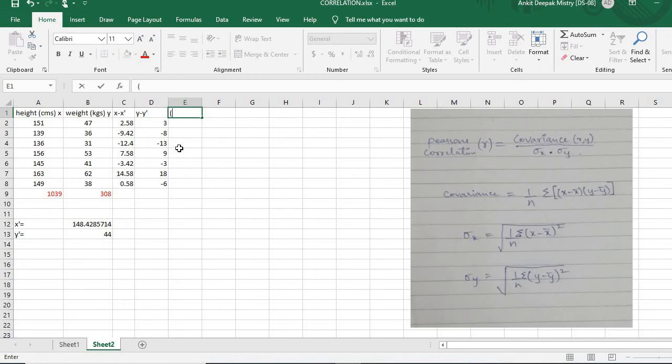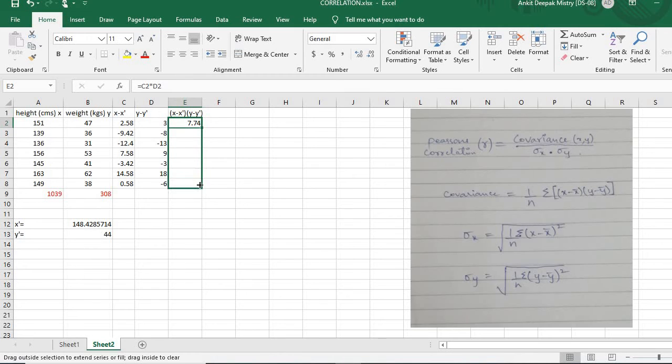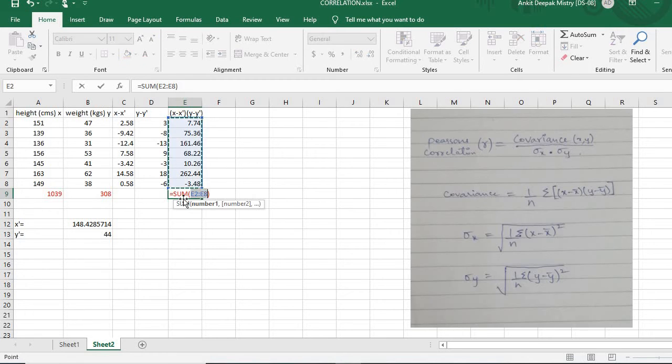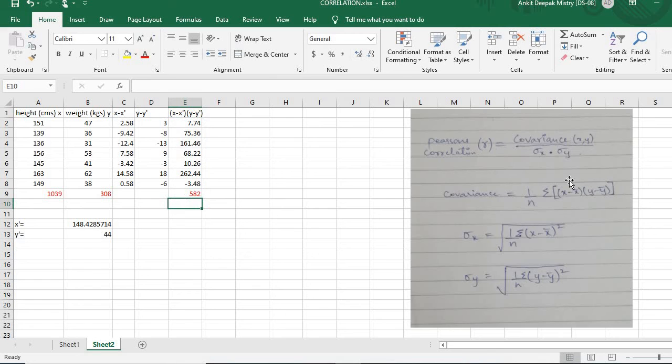Next thing would be x minus x bar multiplied by y minus y bar, which is equal to x minus x bar times y minus y bar, and if we just drag the whole thing, it would be copied. And then we need the summation part. We are finding the correlation, the covariance, so we need the summation of this part. Alt N plus would do the job, and this part is done.